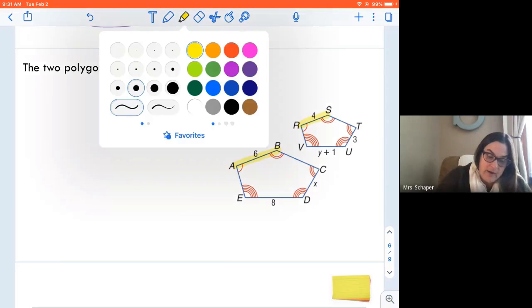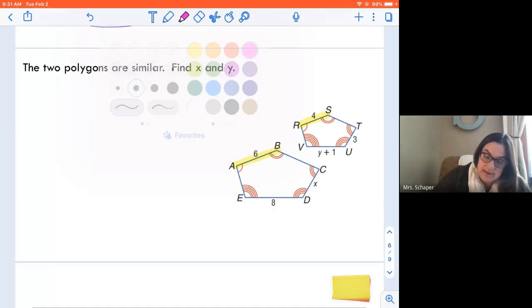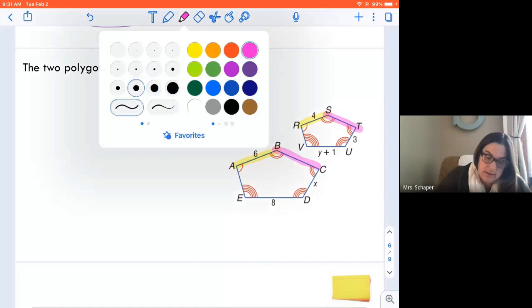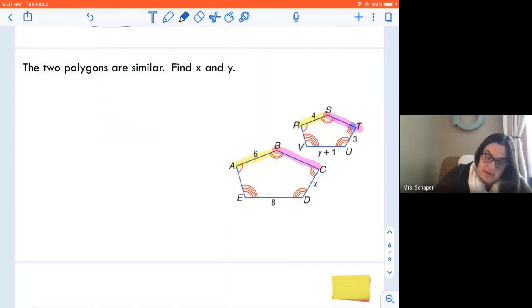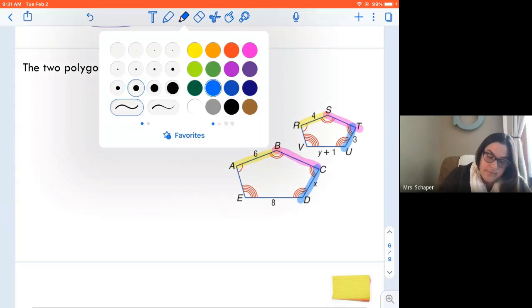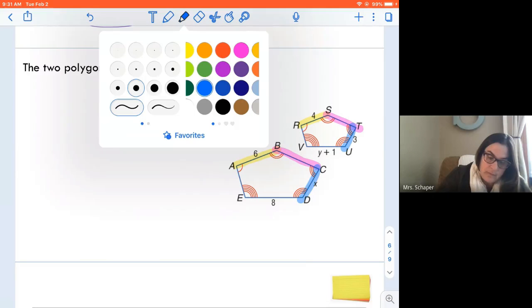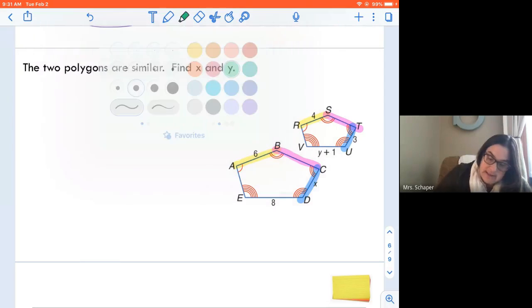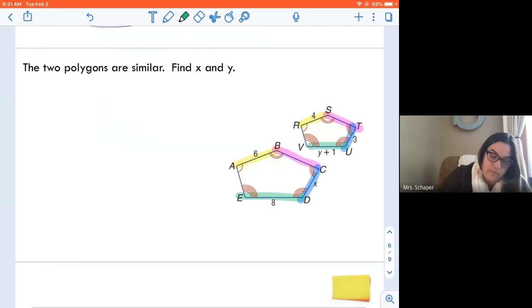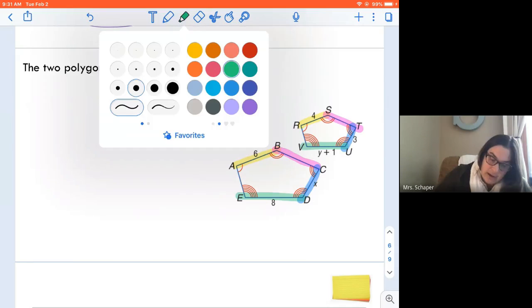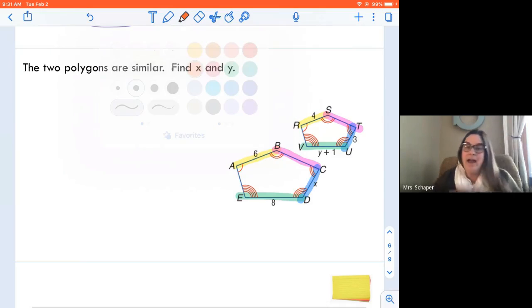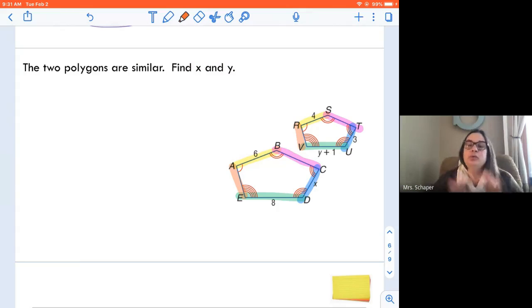And then I've got BC and ST, TU and CD, DE and UV, and AE and RV. I got a color code, okay? Do what works for you, all right? If that doesn't work for you, then don't do it. But I need to color code that.